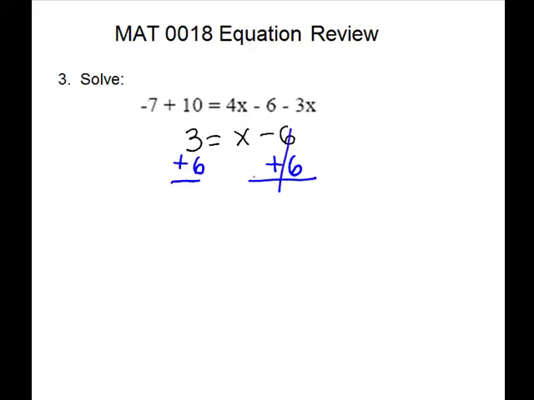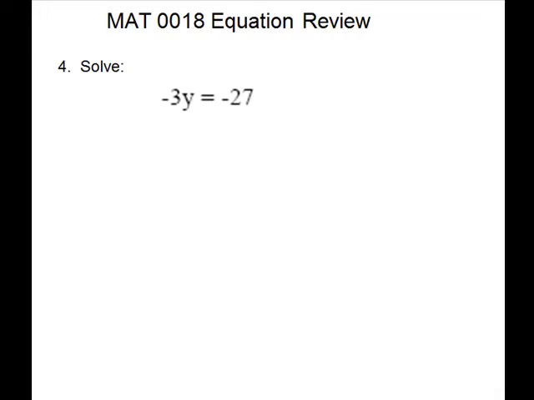Clean up. These are like signs on the left-hand side. They will add to give you a 9 and stay positive. So 9 equals x. Equation number 4. You want to notice on this equation that the -3 and the y are side by side. That means they're multiplied. So to get rid of that multiplication, you divide.